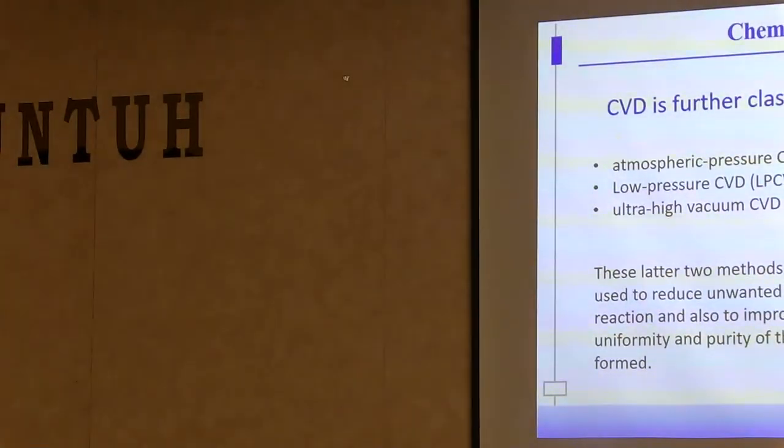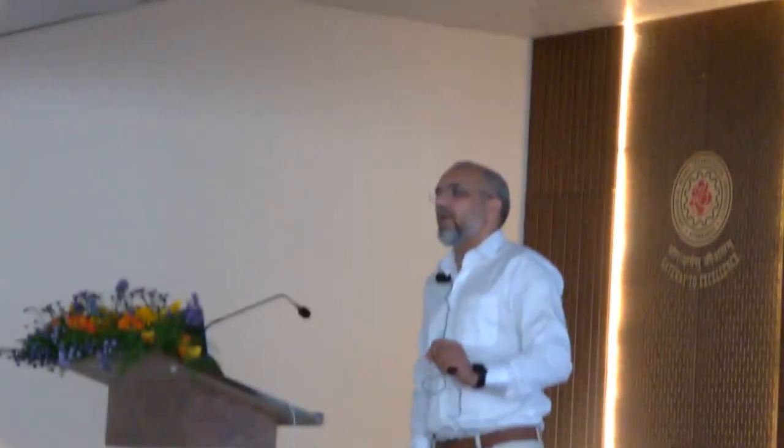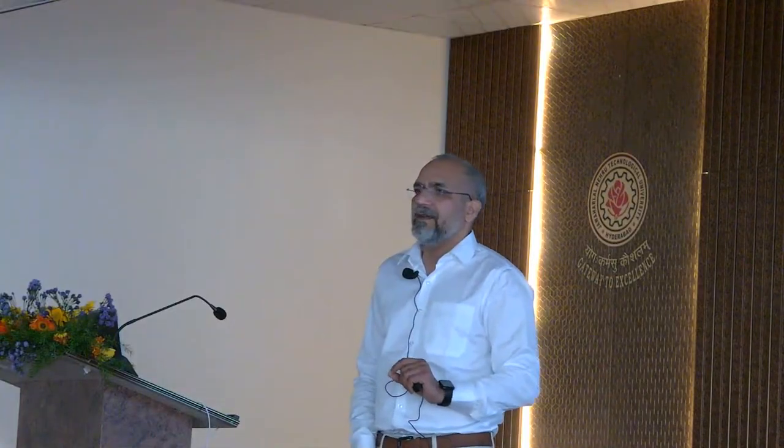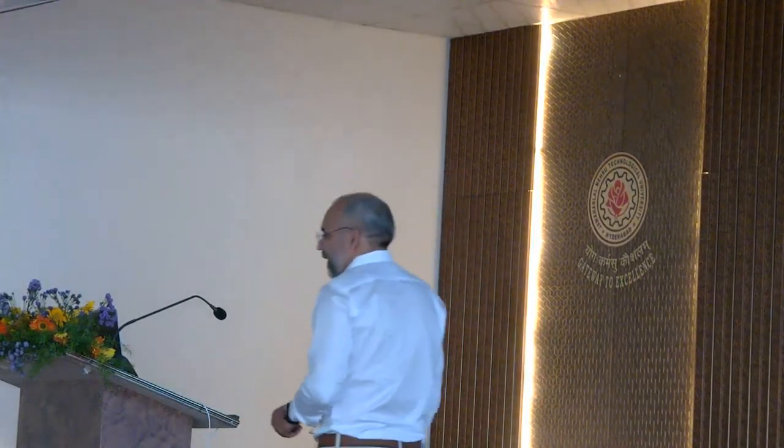The chemical vapor deposition method can be further classified into atmospheric pressure CVD, low pressure CVD, and ultra high vacuum CVD. Just to give you an example about these two technologies: atmospheric pressure and low pressure. If you want to grow graphene using these two technologies, for example, when you use low pressure, it's very hard to have a monolayer graphene layer. But in the first case, at atmospheric pressure CVD, you can easily get a single layer graphene.